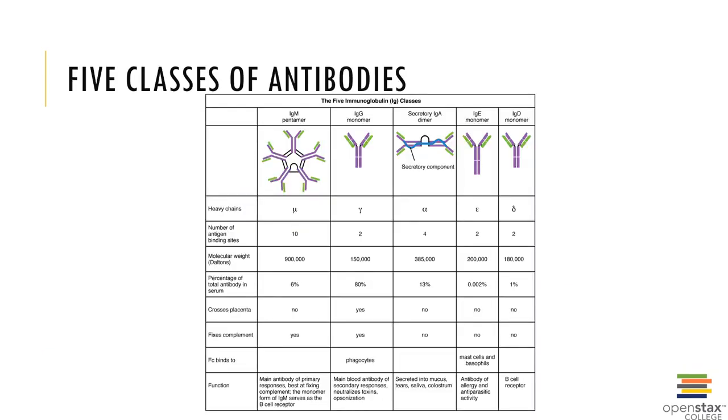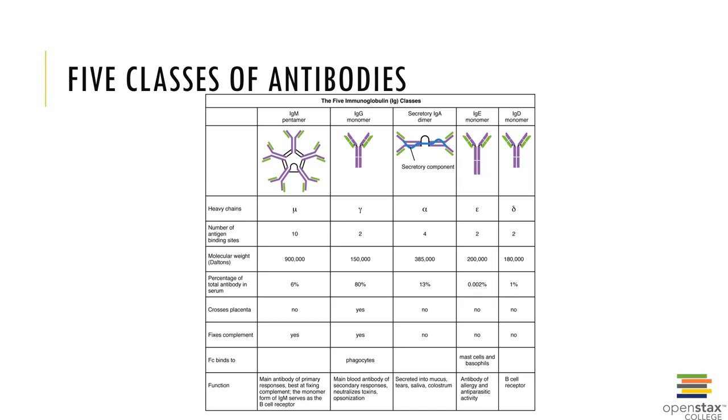There are 5 classes of antibodies or immunoglobulins shown here. The classes are determined by differences in the structure of the heavy chain constant regions, and so they have no effect on the antibody specificity, which is determined by the antigen binding sites out on the variable region of the chains.